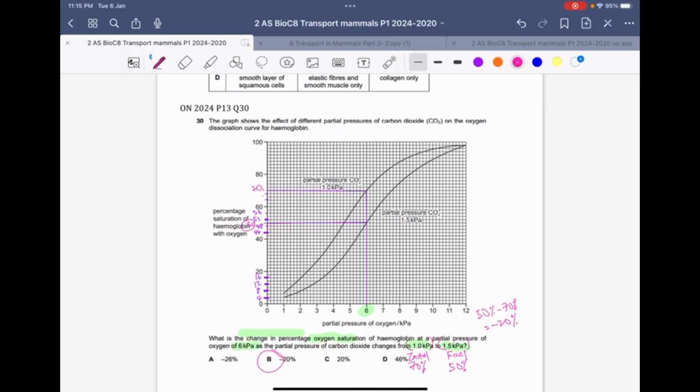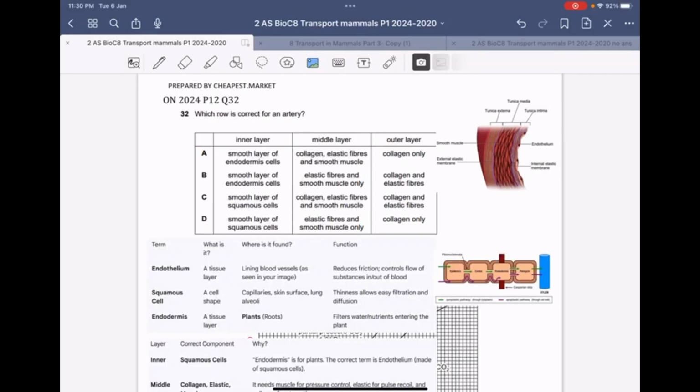所以记得啊，要用 final value 减掉 initial value 才可以拿那个答案。These are made from the 3-layer inner, middle, and outer layer. So the answer is C.